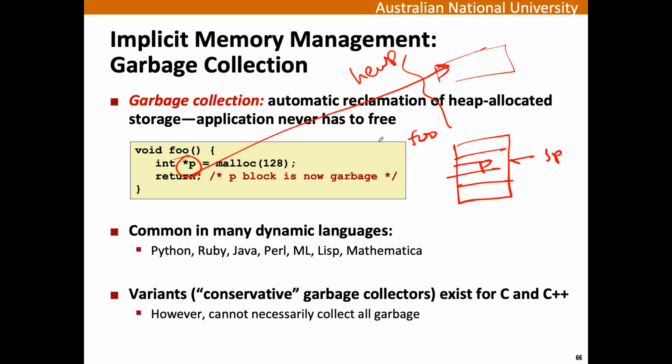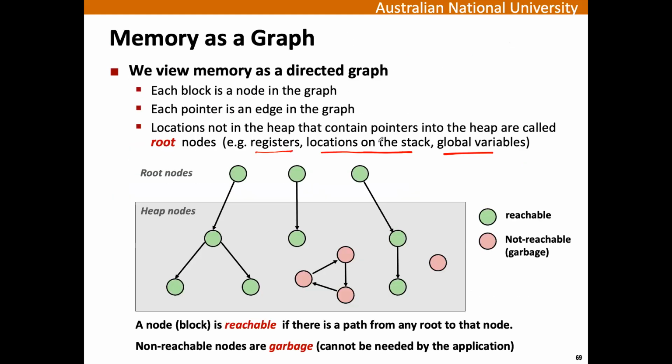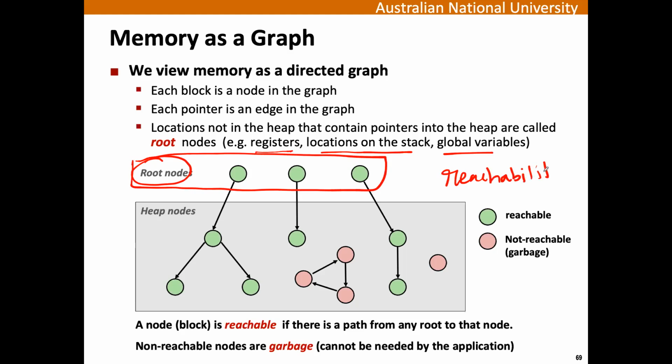So the contents of the stack, registers, global variables. Remember, there was an area in virtual address space for initialized and uninitialized data. That is global variables. So we take all these pointers, we call them nodes, and we call them root nodes. And then the garbage collector does a reachability analysis.